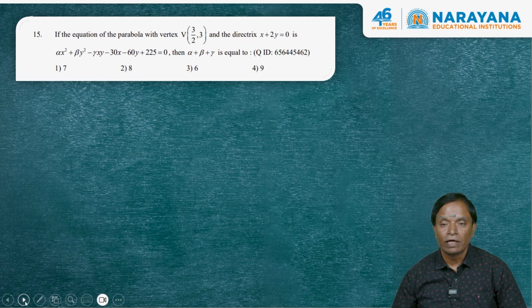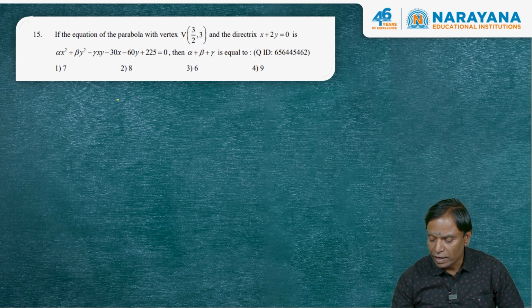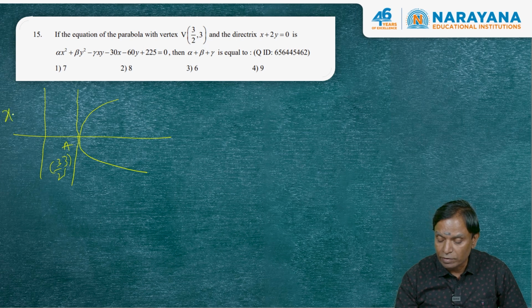Right. You are given the vertex of the parabola. Directrix is given. Then you are asked to find alpha plus beta plus gamma. So how to get this equation? For the analysis purpose, I will take the standard parabola equation. You are given the vertex of the parabola as (3 by 2, 3). You are given the directrix as x plus 2y is equal to 0.